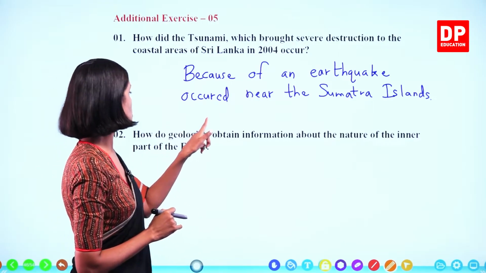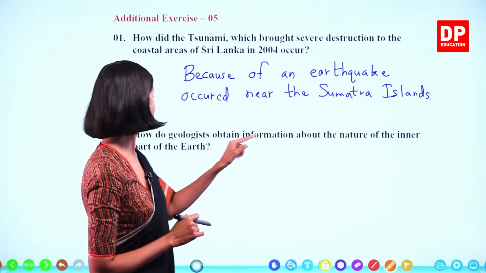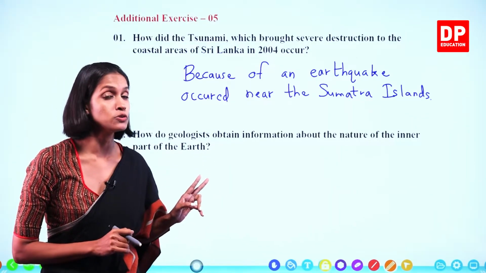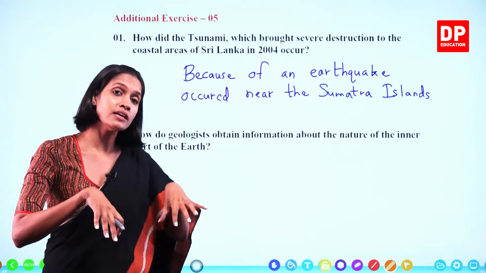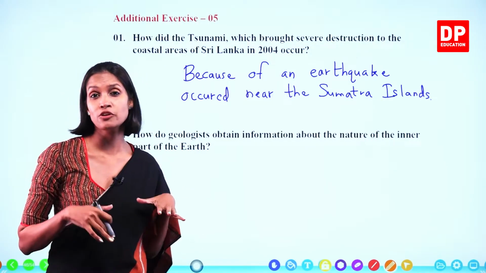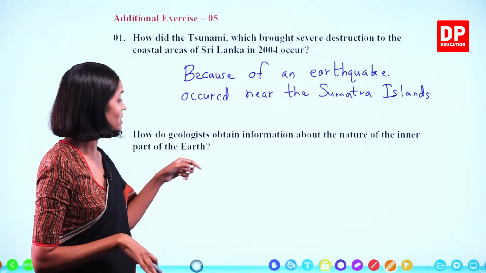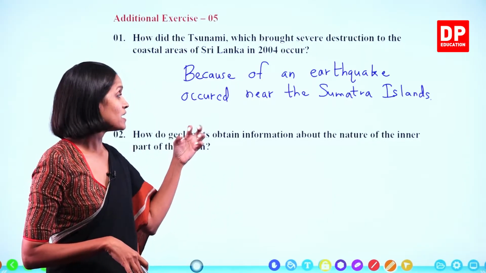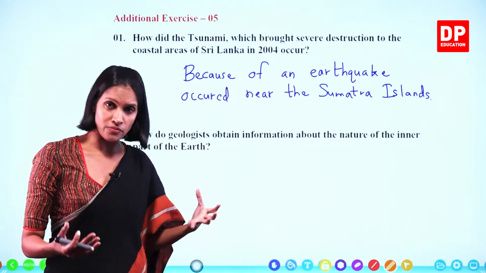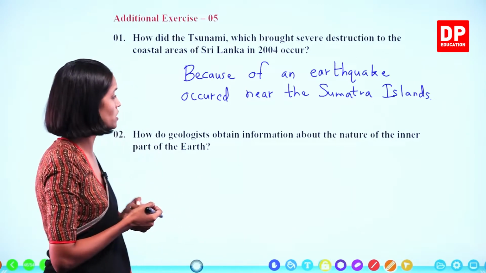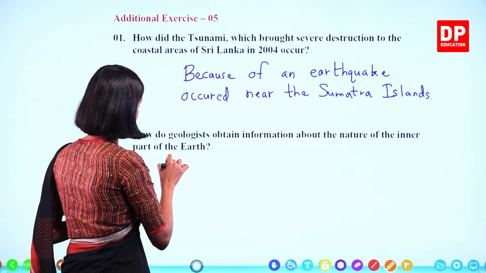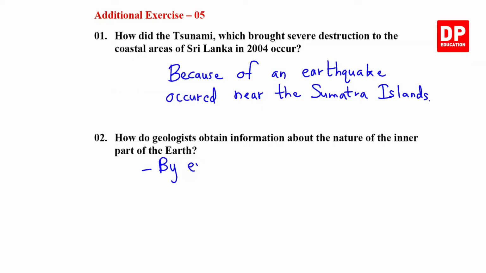How do geologists obtain information about the nature of the inner part of the earth? Now we know there are different ways that geologists can obtain information about the inner part of the earth, even though we cannot reach those areas, okay? By examining earthquakes, by examining the rocks and sometimes the minerals that are brought to the surface of the earth during volcanic eruptions, okay? Those are the main methods. Let's write. By examining earthquakes or seismic waves.